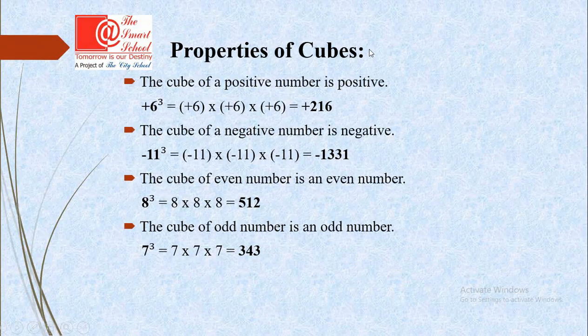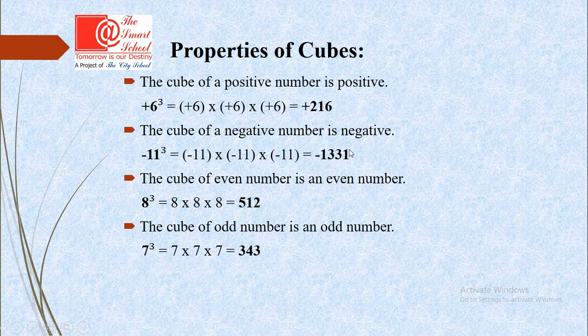Now properties of cubes. The cube of a positive number is positive. Like 6 cube is equal to 216. This is plus and this is also plus. So always the cube of positive numbers is positive. And the cube of a negative number is negative. Like minus 11 cube: when we multiply minus 11 by minus 11 by minus 11, minus times minus is plus, then plus times minus is minus. So it will remain minus.